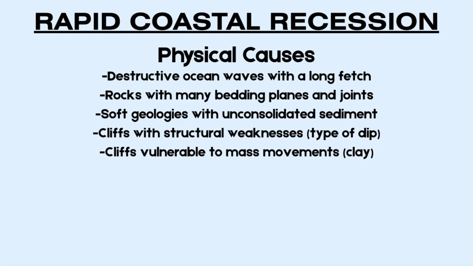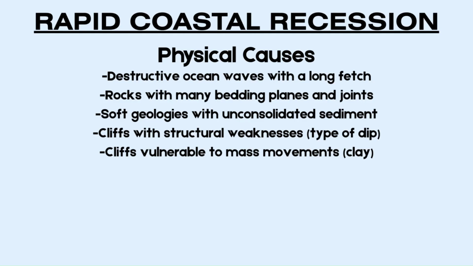Additionally, rocks with many bedding planes and joints are more vulnerable to erosion, as these natural weaknesses in the rock structure provide pathways for water to penetrate and break the rock apart, increasing the rate of erosion. Coastlines with soft geologies, such as unconsolidated sediment or softer rocks like sandstone, are also more prone to rapid recession because the materials are less resistant to wave action and weathering processes.